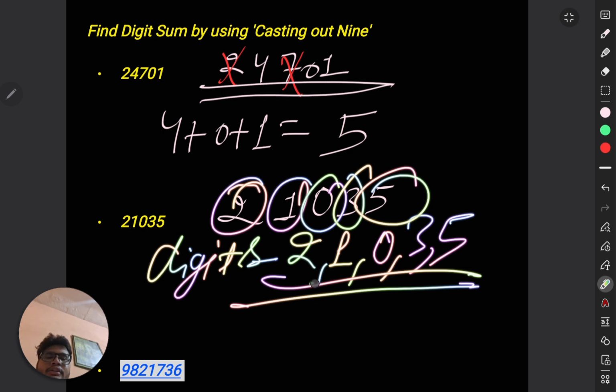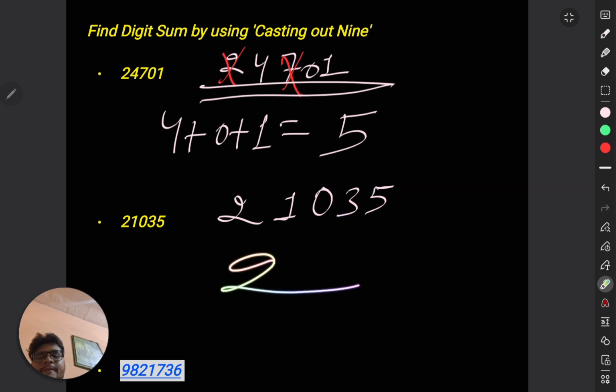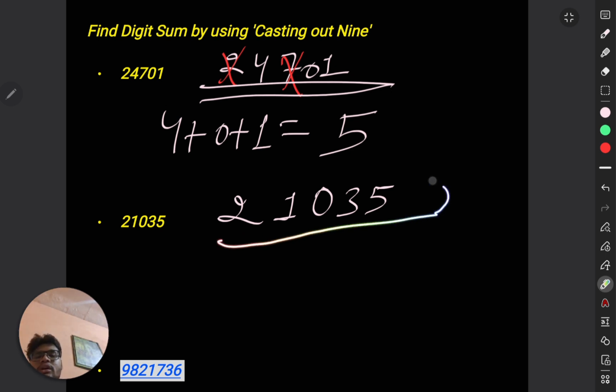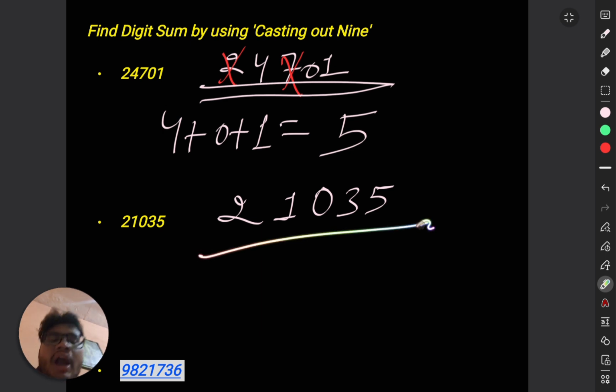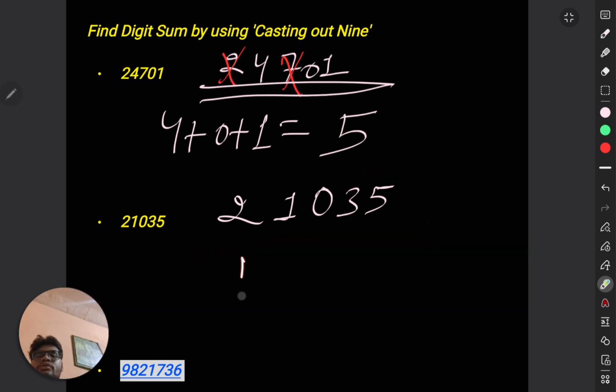Is 9 available in these digits? When we take a look at these figures, if there is no 9 available, then what will we do? We will find those digits which make 9 by adding up. So for 2, what will be added to make 9?